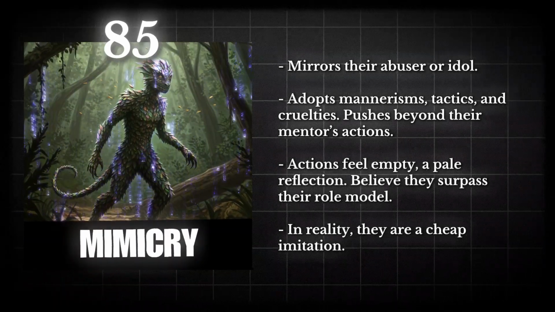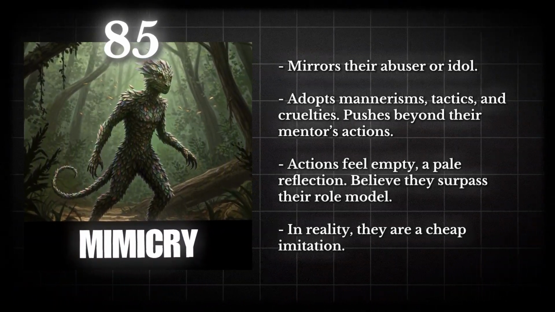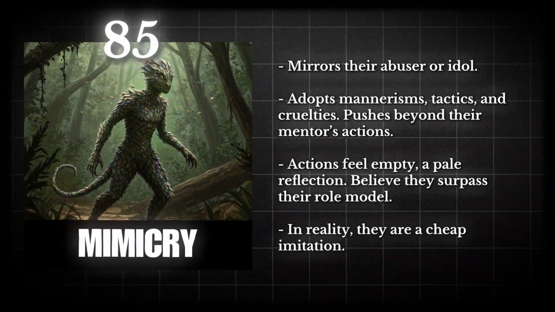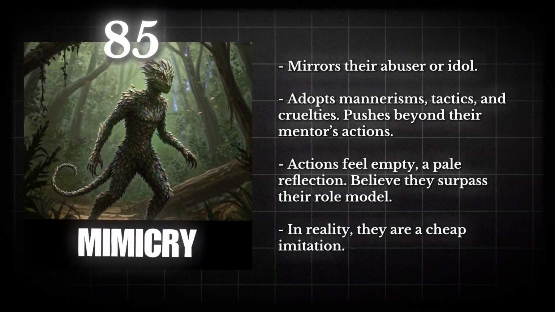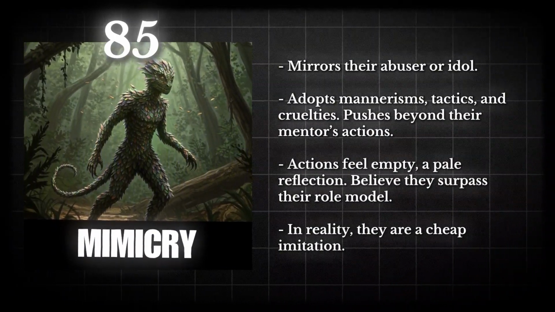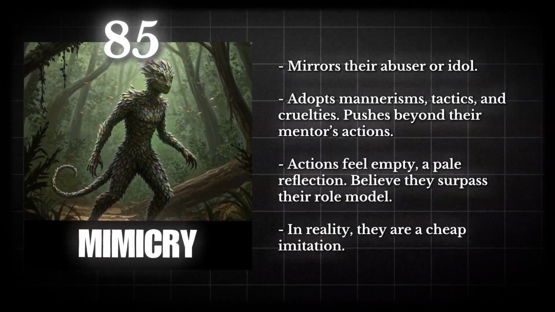85. Mimicry. The villain mirrors their abuser or idol, adopting their mannerisms, tactics, and cruelties, pushing beyond what their mentor ever did. But no matter how closely they follow, their actions feel empty, a pale reflection of the original. They believe they are surpassing their role model, but in reality, they are a cheap imitation of the original.